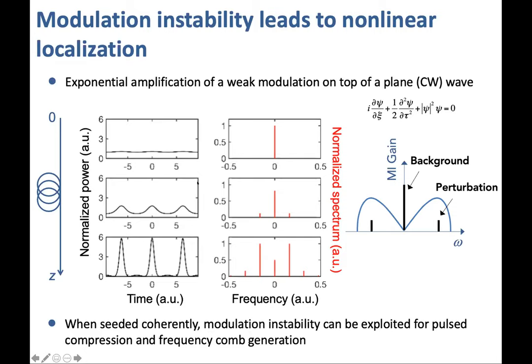And when you see this coherently, that is, if you impose a modulation already at the input of the fiber, this modulation instability phenomenon can be exploited for pulse compression, for example, or frequency comb generation, as the development of localized structures is associated in the frequency domain. We see generation of multiple sidebands through four-wave mixing.